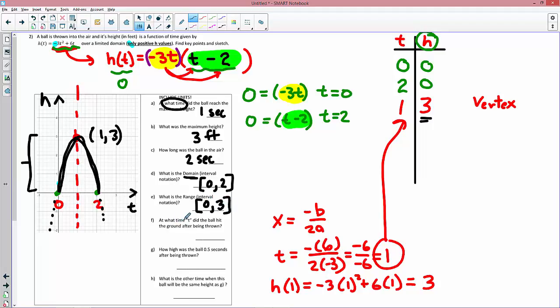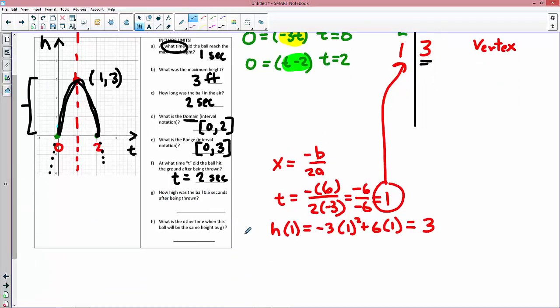At what time t did the ball hit the ground? I'm looking for t, not h. Right here, 2 seconds. You could write t equals 2 seconds if you want to. You don't need to. How high was the ball 0.5 seconds after being thrown? This is slightly different from the one sheet you had because I updated it to version 1.2. So you can just change it manually right there. Just change it because the other question was not so interesting.